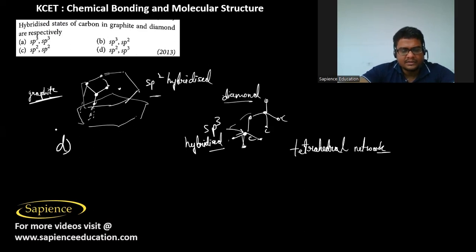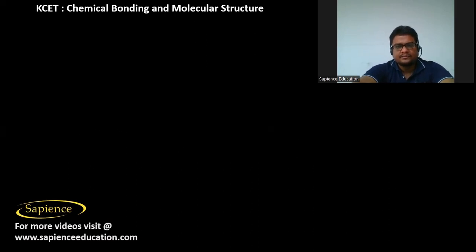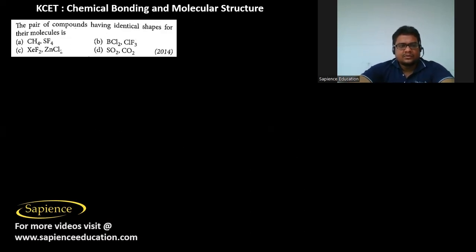So option D is the correct answer. So sp2 and sp3. Then here it is told: the pair of compounds having identical shapes for their molecules is. The pair of compounds having identical shapes for their molecules is.